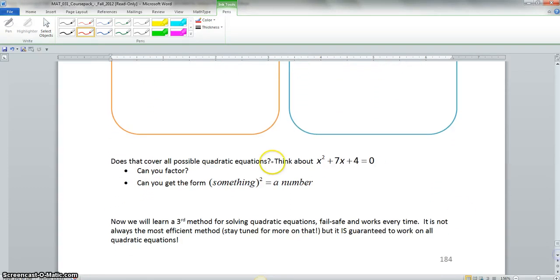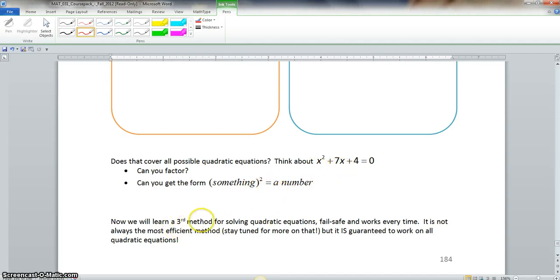Now, we scroll down here. It says, does that cover all possible quadratic equations? Think about x squared plus 7x plus 4 equals 0. Can you factor? No, we cannot factor. Can you get the form something squared equals a number? Now, we know this would not give us a perfect square factored out. So no, we cannot use this here.